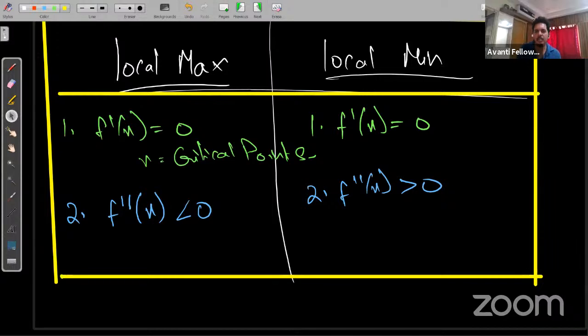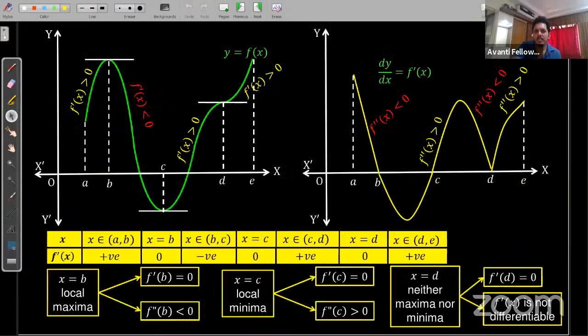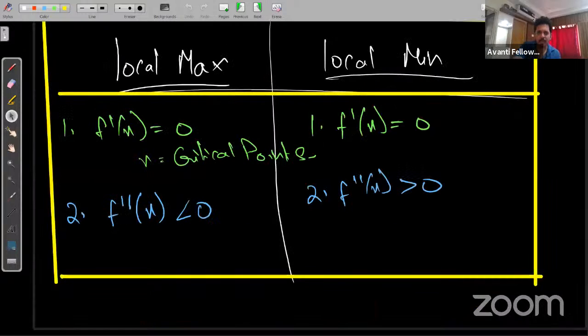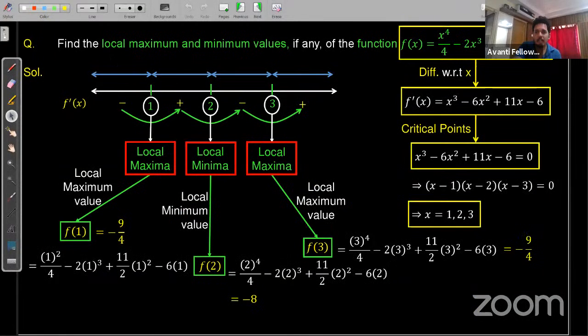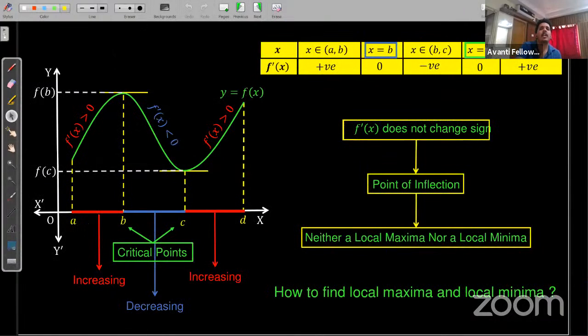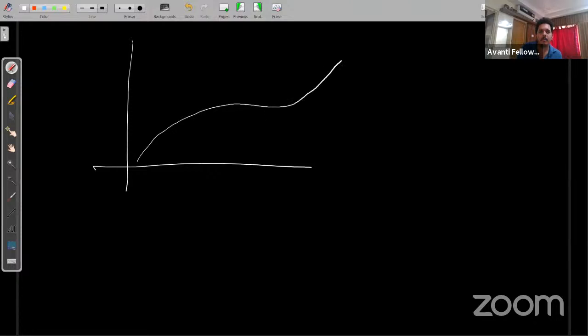Guys, everyone understood the condition or not? Now can I move on to the example? So this is the condition here. If I say a point of inflection, I will just show you the point of inflection. Whenever f dash of x is not changing, look at here, everyone. If I take a curve like this, here it goes on increasing, na?